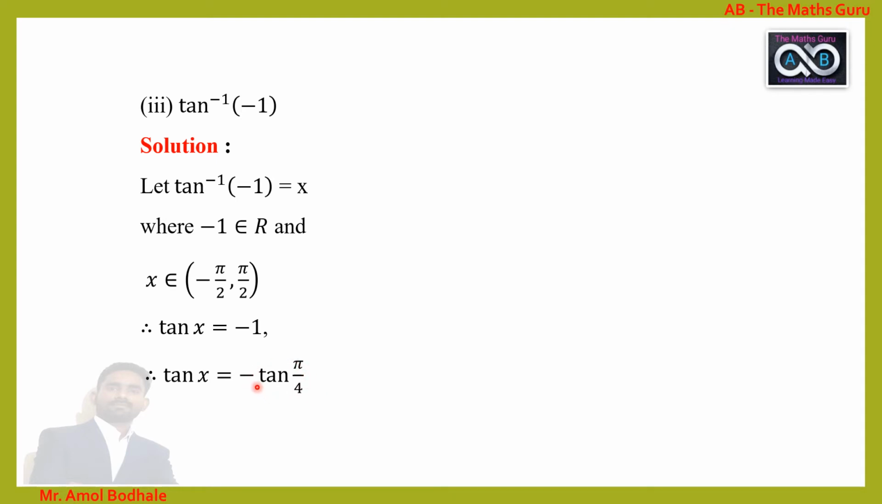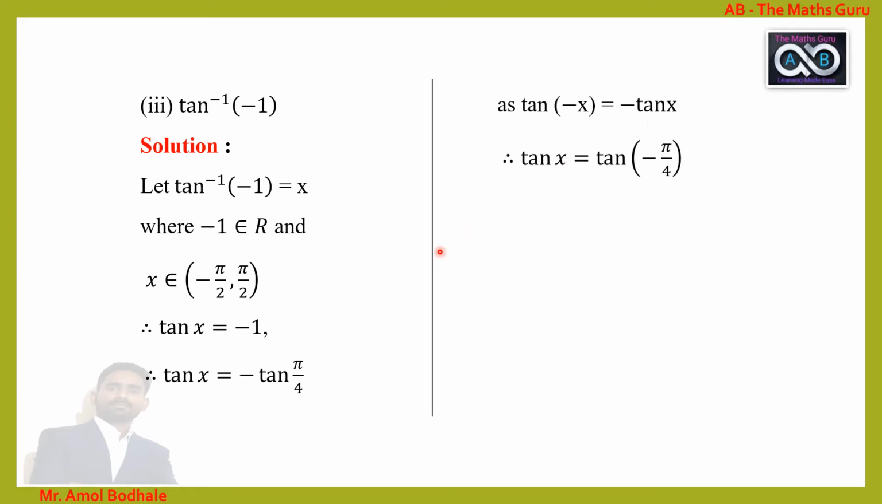Here tan is negative. As we know, tan is negative in the second and fourth quadrants. The angle in the second quadrant is greater than 90 and the angle in the fourth quadrant is less than 360. Both these angles do not lie in the principal branch value, that is the range of tan inverse. So there is no use of the allied angle formula. Here we can use the negative angle formula, that minus tan of theta can be written as tan of minus theta. So as tan of minus x equals minus tan x, we can write minus tan of pi by 4 as tan of minus pi by 4.